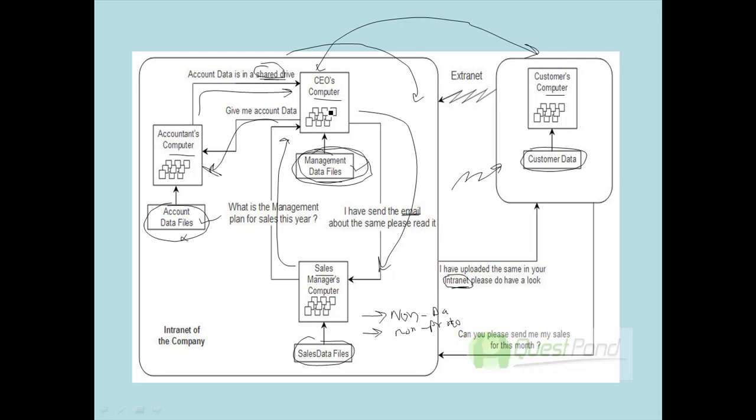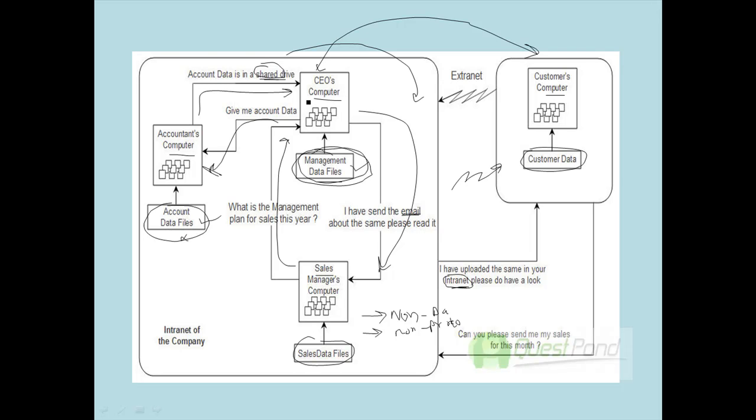In the sense, when a CEO wants to collaborate with his customers, he has to think, okay, I need to upload on an intranet. When the CEO wants to talk with the accountant, he is comfortable with sharing a drive. When he wants to coordinate with the sales manager, he has to send an email. So in other words, the collaboration between the entities has become complex, and with that comes down the productivity of your organization.